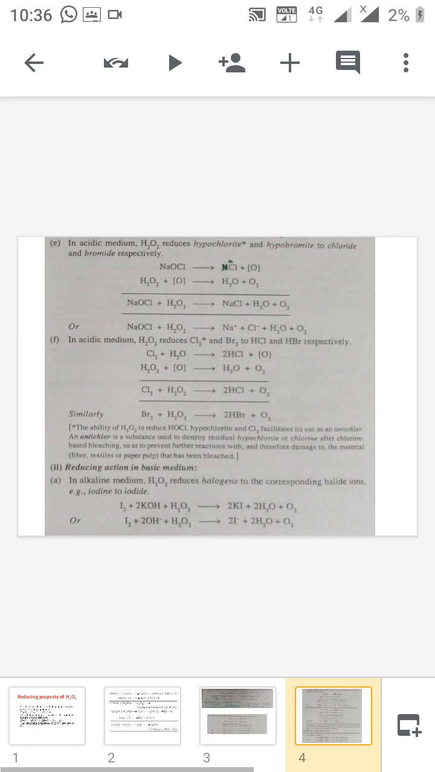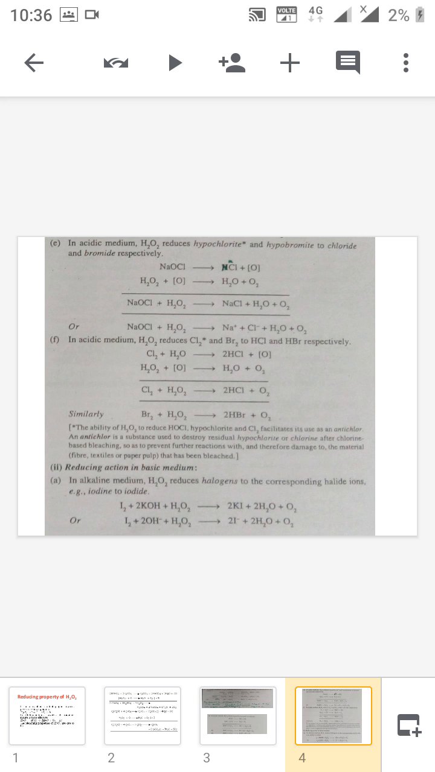Next reaction is the fifth reaction, which reduces hypochlorite to chloride, and hypobromite to bromide. So NaOCl gives NaCl plus nascent oxygen. The second reaction is common: nascent oxygen reacts with hydrogen peroxide and we will get water and oxygen.